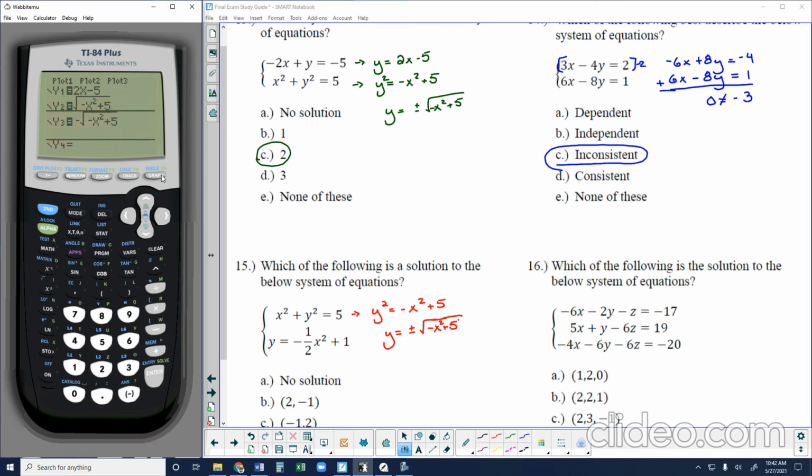I did not type in the equations correctly, so this is what the actual graph should look like. We have a circle graph, and then we have a line graph. If I zoom in here, it looks like it probably intersects once, but let me zoom in next to where it looks like we have that intersection. And I can see that there is one little intersection point here.